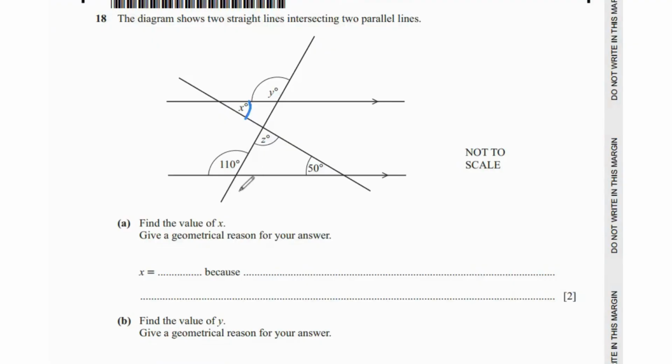This is x. So x is the same as 50. Why? Because these two are alternate angles, and alternate angles are equal in parallel lines.